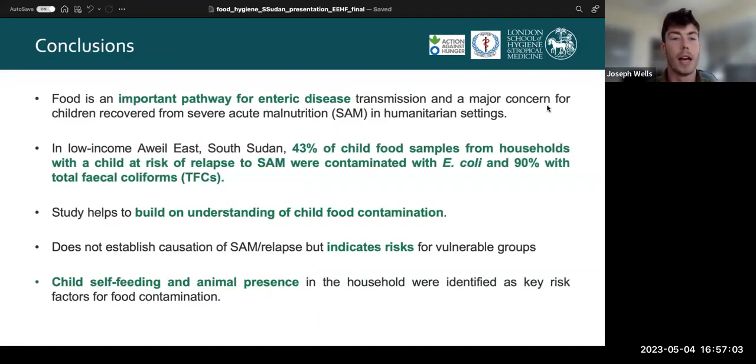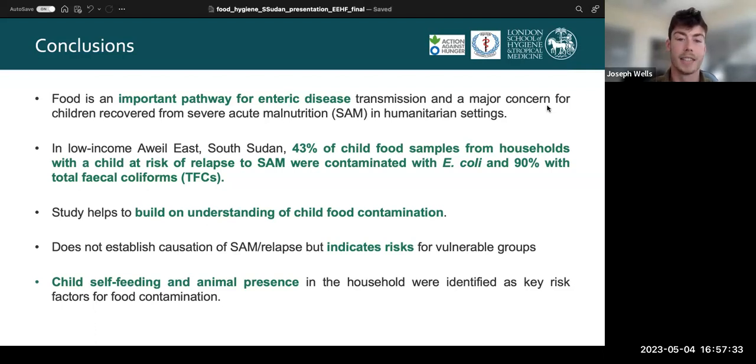So this study highlights how food is an important pathway for enteric disease, and is a major concern for children recovered from severe acute malnutrition in humanitarian settings. We found that food was contaminated with high levels of both E. coli and total fecal coliforms, which was in line with some other studies, but especially the total fecal coliforms was definitely higher. It helps to build our understanding of child food contamination.